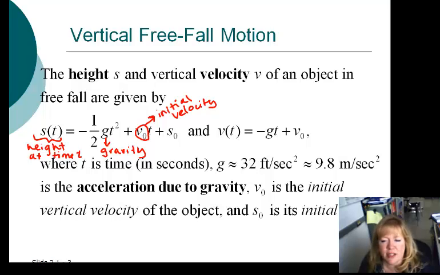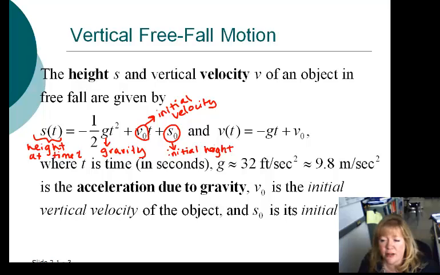So this is the initial velocity, which they'll give you in the word problem, and s sub 0 they'll give you as well. They'll give you a number for that. If it's from the ground, the initial height would be 0. If it's from 30 feet, it's 30 feet. If you're throwing something off a building, a baseball or a water balloon, then they're going to give you that.